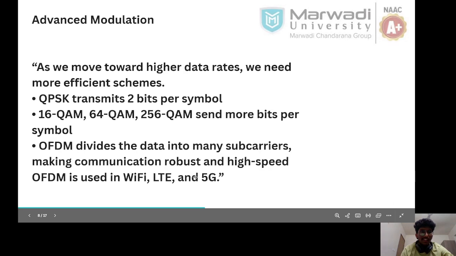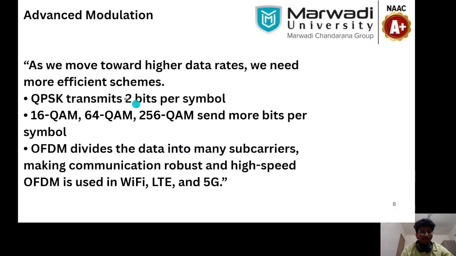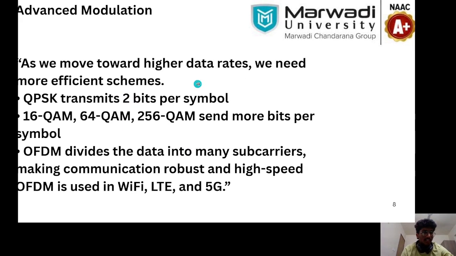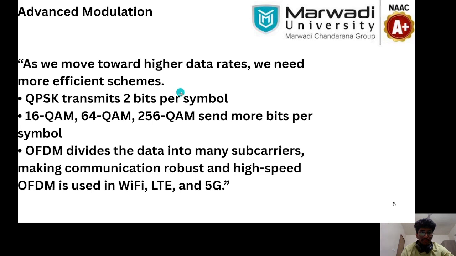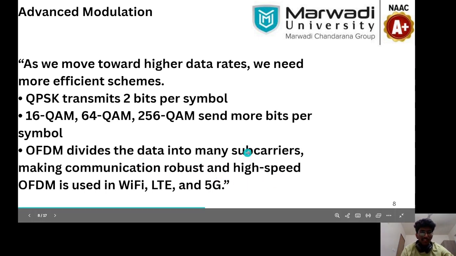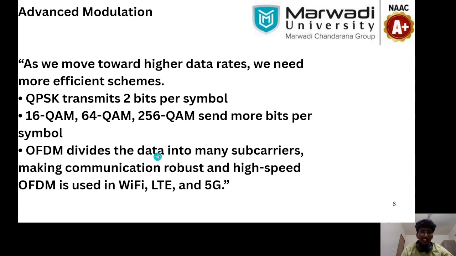And here is the advanced modulation. As we move toward higher data rates, we need more efficient schemes, like 16 QAM, 64 QAM, and 256 QAM. And here, OFDM divides the data into many subcarriers, making communication robust and high speed. OFDM is used in Wi-Fi, LTE, and 5G. OFDM is nothing but orthogonal frequency division multiplexing.